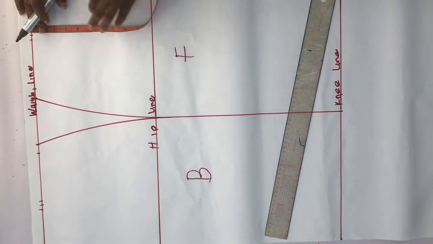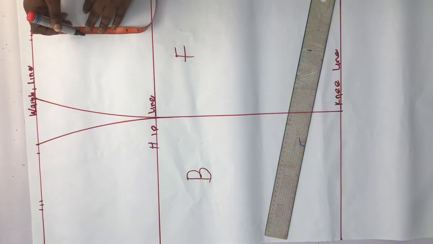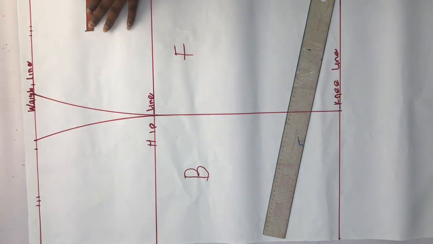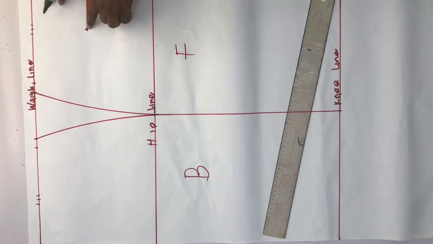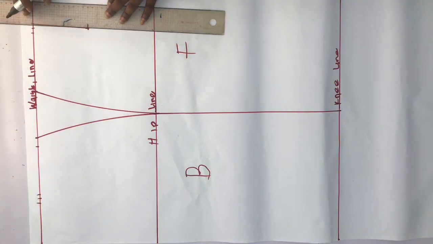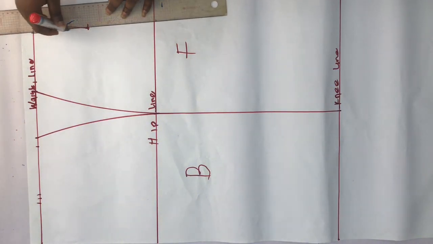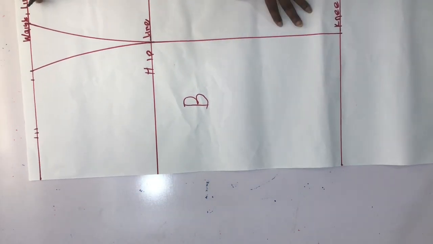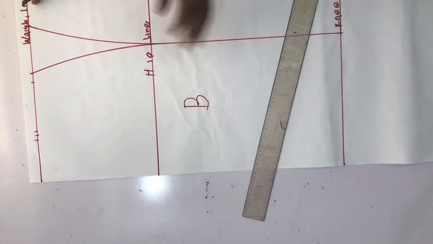Mine is 8, so I divided it by 2 and I marked it on the waist measurement. And now I'm going to be measuring. If you added 1 inch, you'll be measuring half inch on each side of the dart of the bust distance. Then after doing that, you are going to measure your dart.